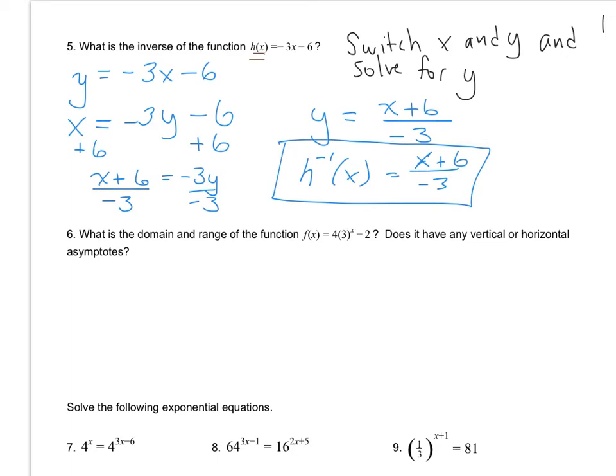If I wanted to test it, I could plug a number into my original. Let's say I plug in 1. If I put a 1 in for x, I have negative 3 minus 6, which is negative 9. So I put in 1 and I get out negative 9. So if the inverse works, if I put in negative 9, I should get back out 1. So if I put in negative 9 to my inverse, negative 9 plus 6 over negative 3 is negative 3 over negative 3, which is 1. So they are inverses because whatever I put into the original, the output of that entered in the inverse gets me back to the original.